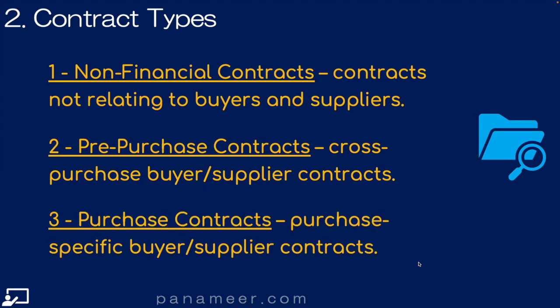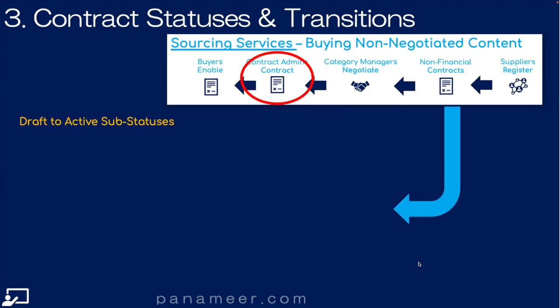And then lastly, we have purchase contracts. These are purchase-specific buyer-supplier contracts. So if you have an SOW, that's a purchase contract. That SOW may belong to an MSA, a master service contract. And both of those might be related to a particular non-disclosure agreement, which is a non-financial contract. So that gives you an example.